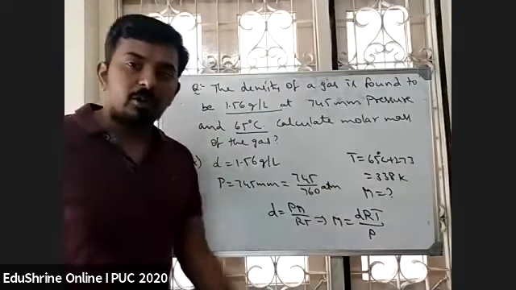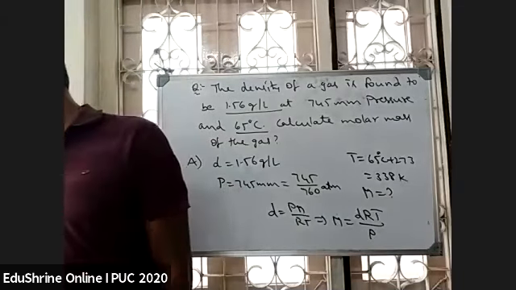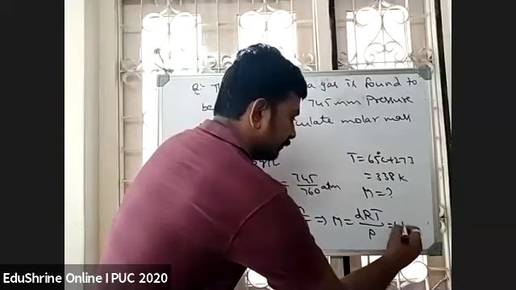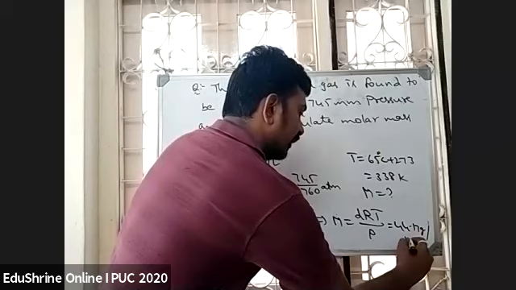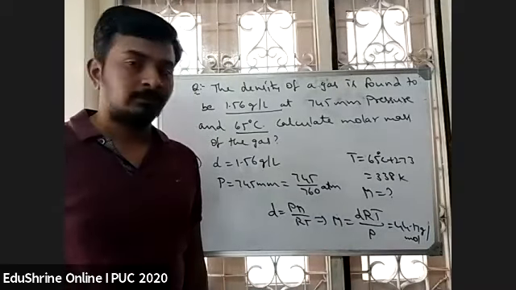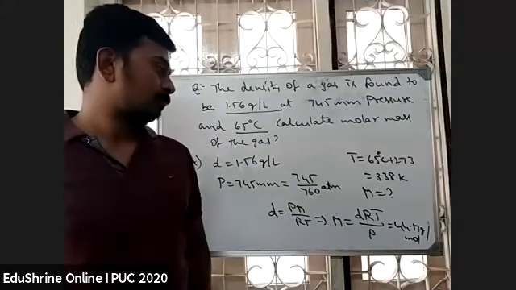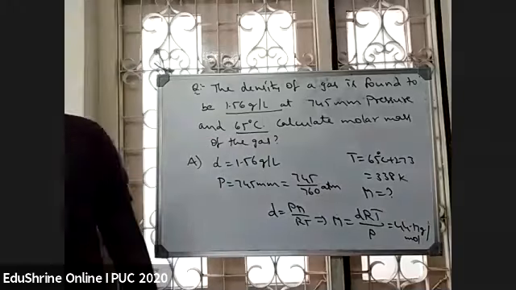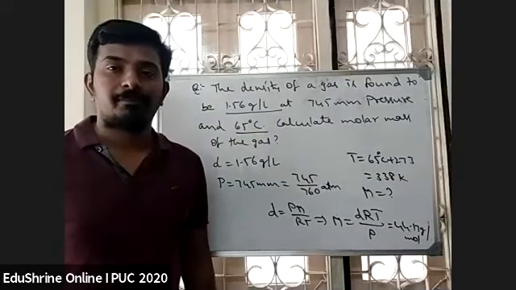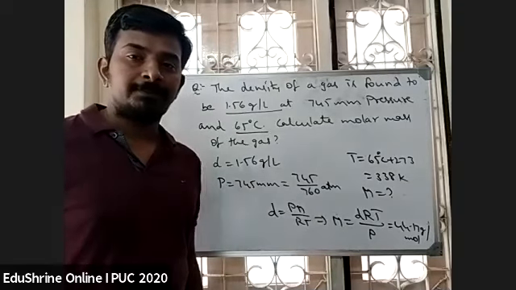Okay, so how much do you need to get? 44.17 something you will get, right? 44.17 gram per mole. Yes, 44.17. Okay.